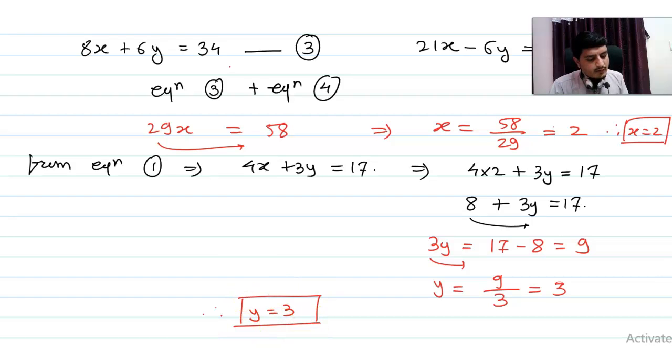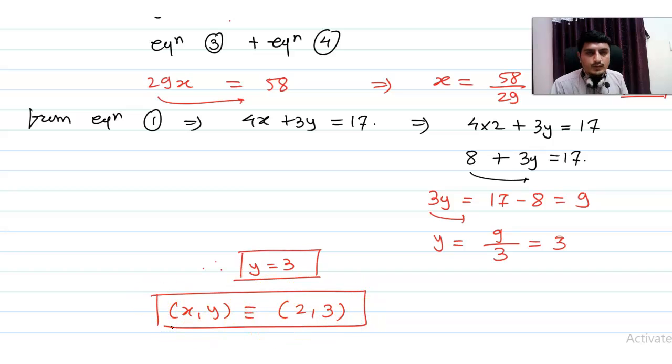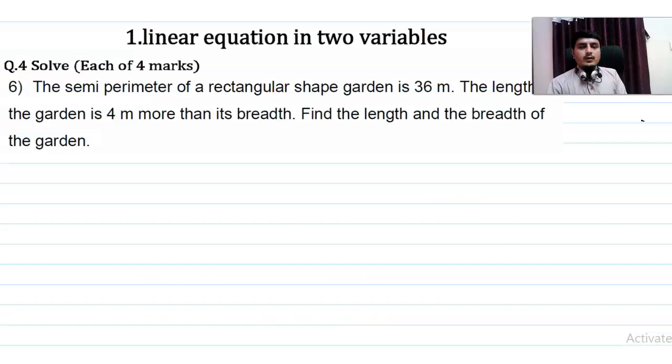So once we simplify the given simultaneous linear equations in two variables, we are getting the value of x comma y to be equal to x is 2 and y is 3. So x comma y equals 2 comma 3. Now look at the question number 6. Last question we have from the question number 4.